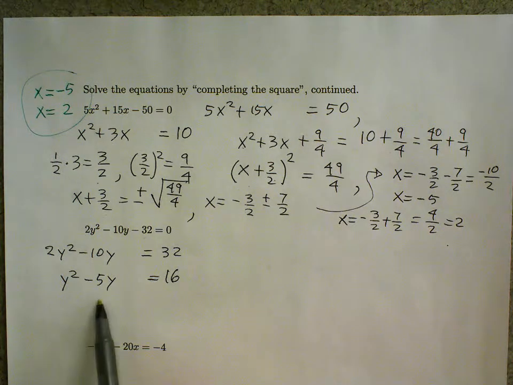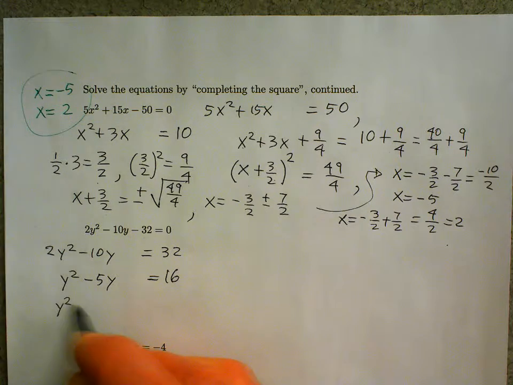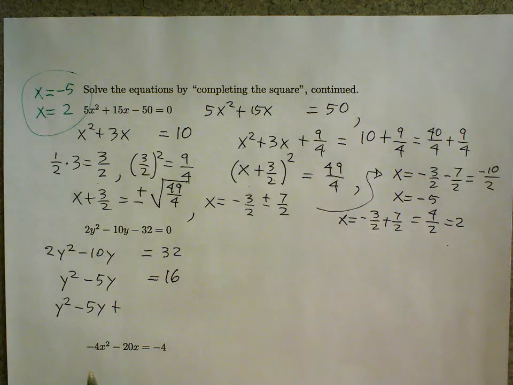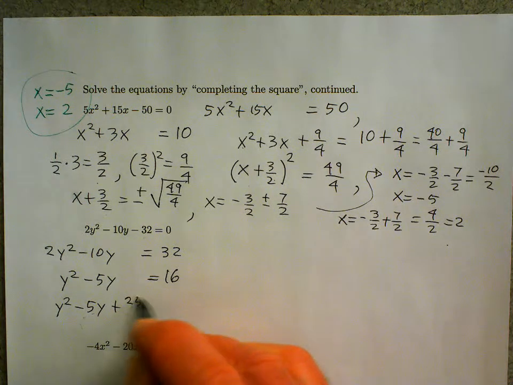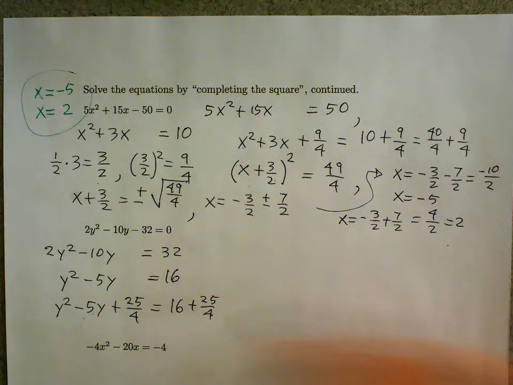The next step is the completing the square step. So y squared minus 5y plus 1/2 of negative 5 squared. 1/2 of negative 5 is negative 5/2, and when you square negative 5/2, you get 25/4. So we're adding 25/4 to both sides.